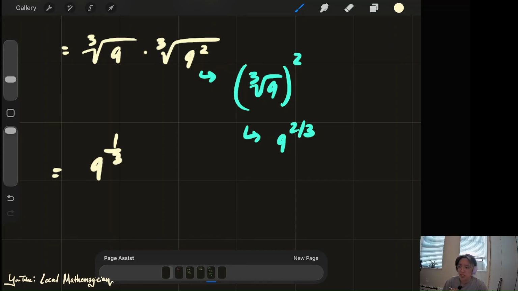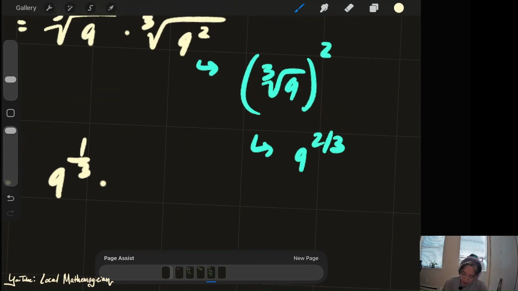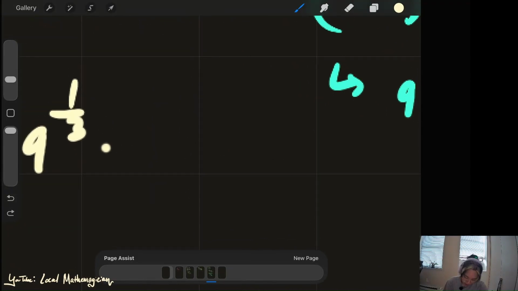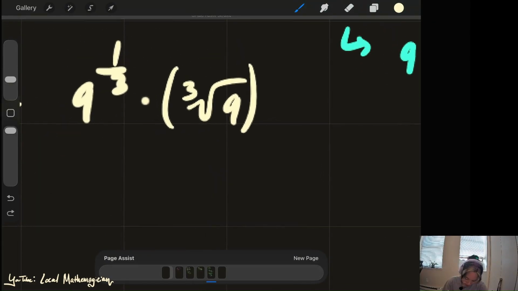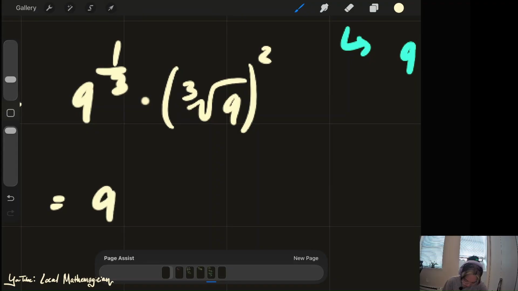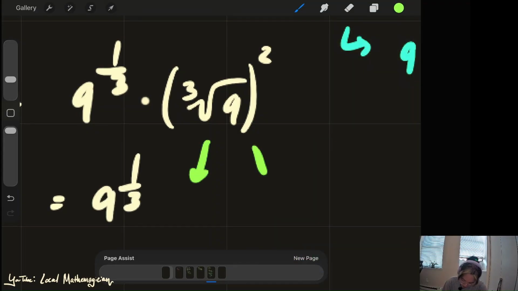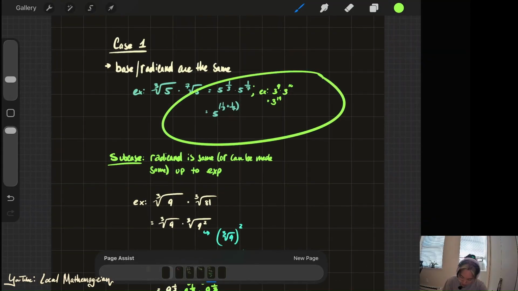Please don't tell me that this is 9 over 3, okay? 9 to the 1/3 times, again, you have two options. You can either write it like this or like this, get to the same place. You can write it as root 3 of 9 squared, and then you can rewrite this as 9 to the 1/3, and you can split this down, times 9 to the 1/3 times 9 to the 1/3, and then it's just business as usual like up here.